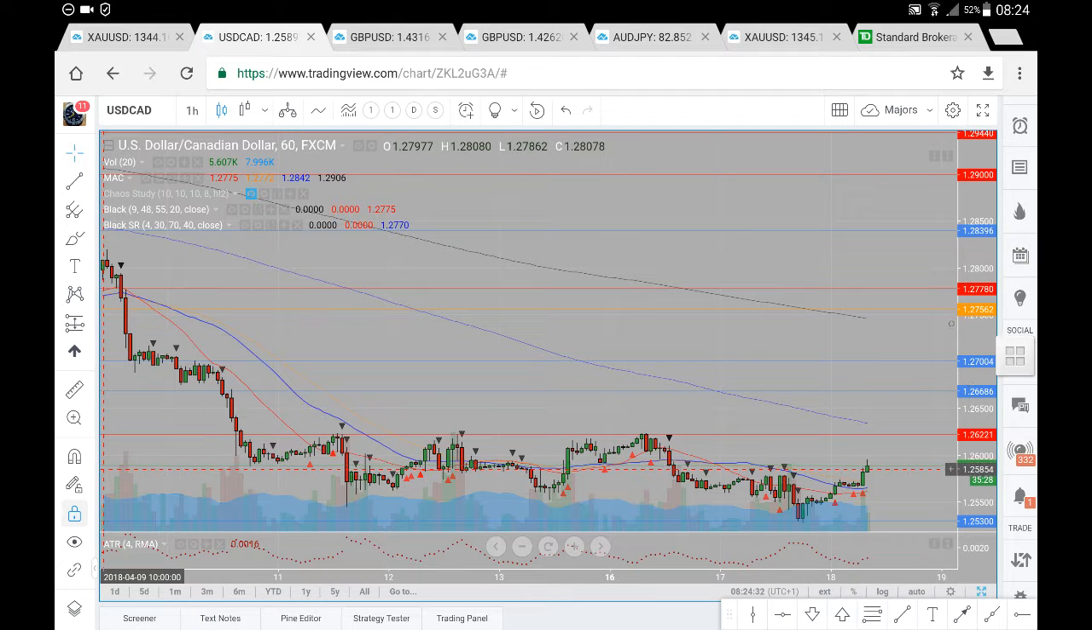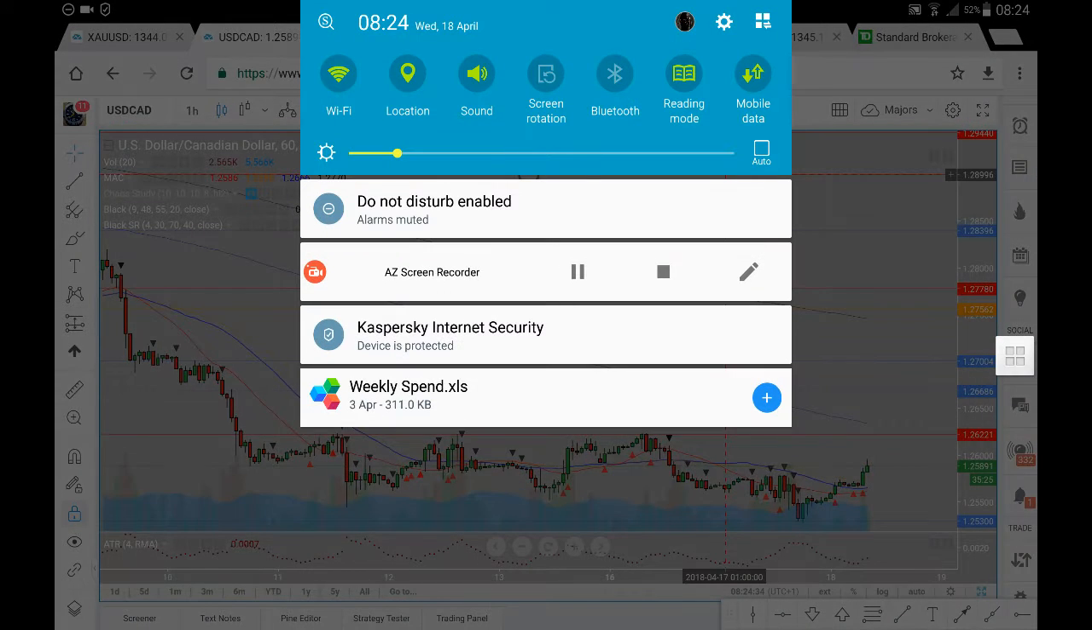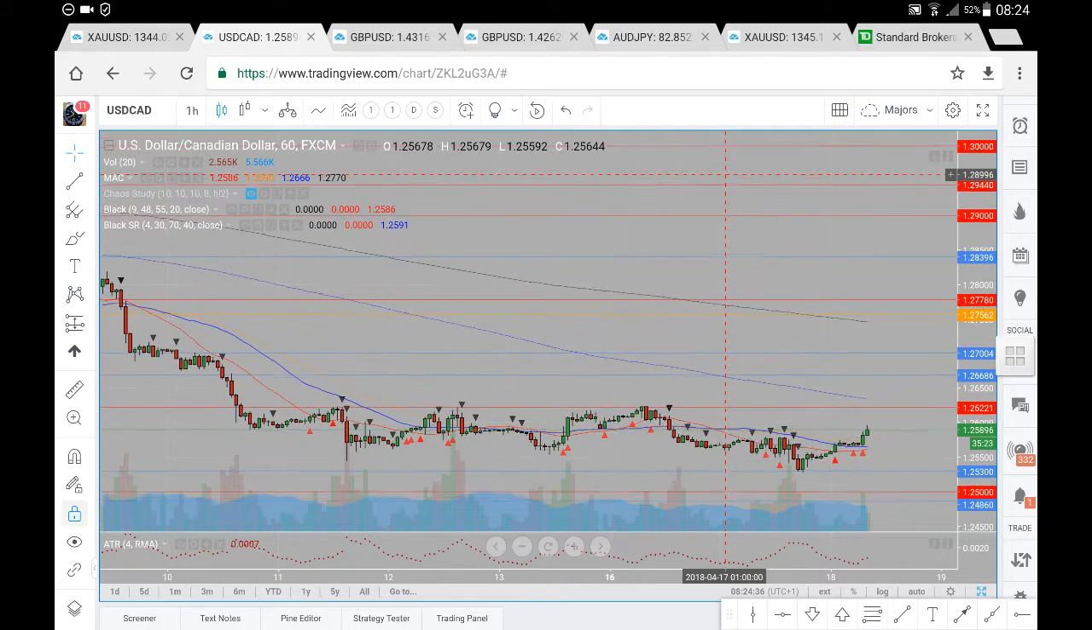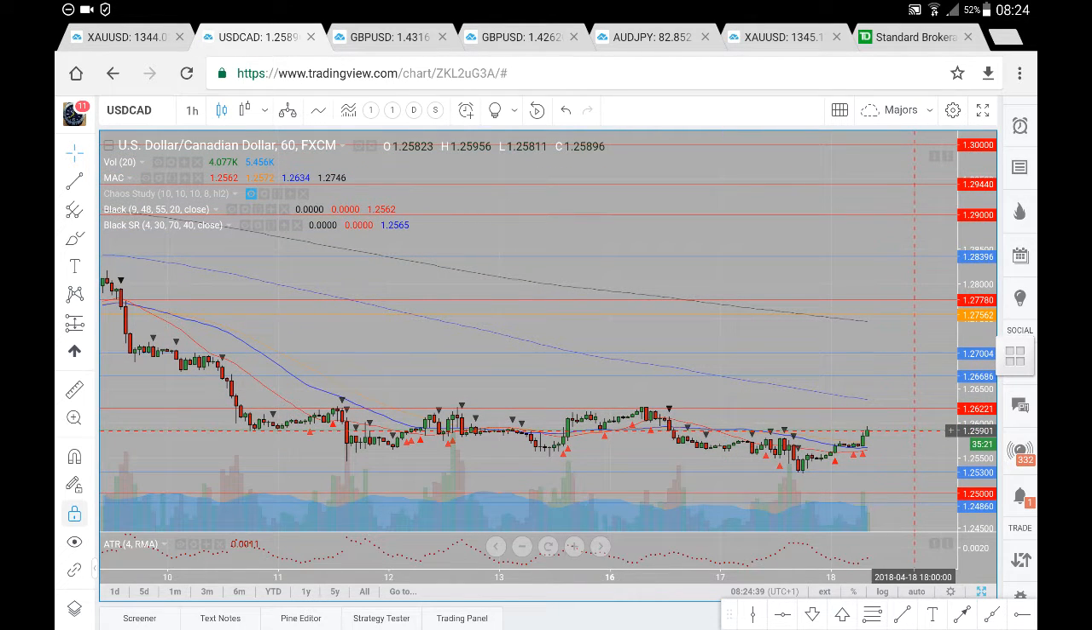So this US dollar CAD analysis for Wednesday, the 18th of April. Now, let's just have a look at what different prices and where prices may likely go.